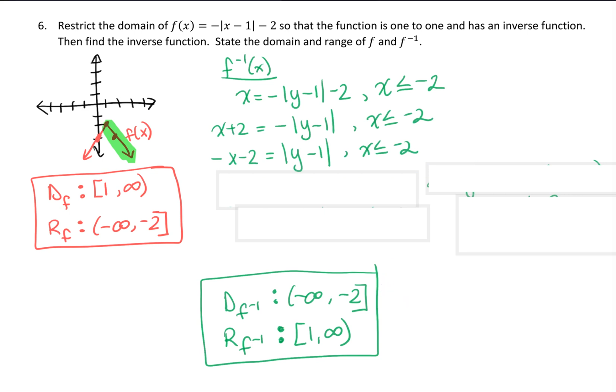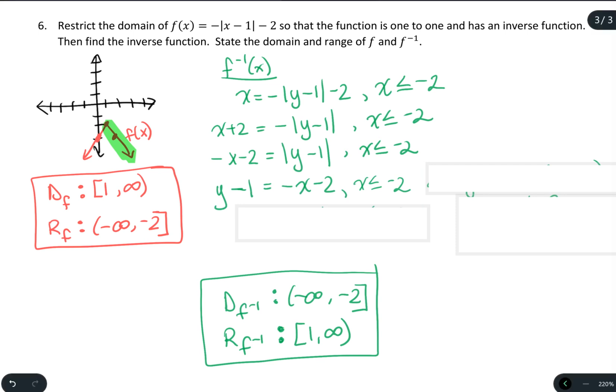Now I end up with the absolute value. Remember, when we have absolute value, we need to split it into the positive and the negative. So when you're splitting it, think about this restriction, okay? So the positive, negative x, so we have y minus 1 equals negative x minus 2. So we keep the part inside the absolute value as positive. And we need to think about the restriction. Does this restriction work for this situation? And the answer is yes. Okay, so then I can continue to simplify that one.